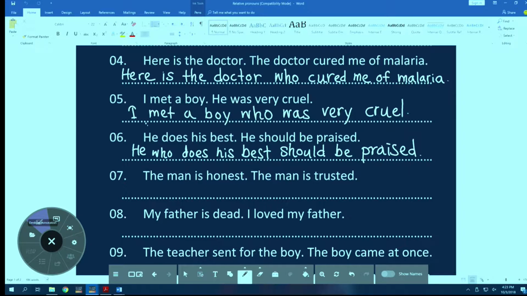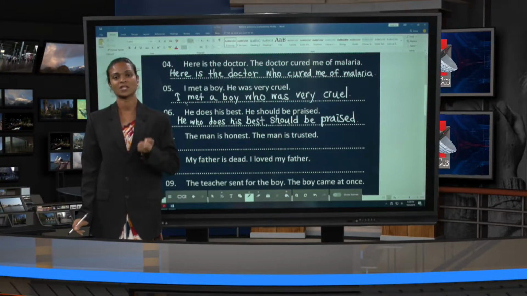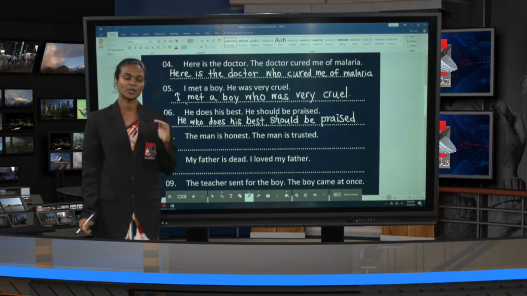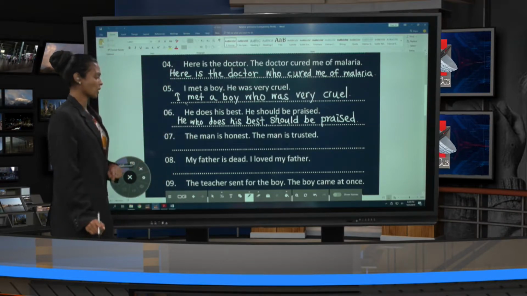Now read the sentence well. හොඳට කියවලා බලන්න. He who does his best should be praised. තමුගේ උපරිමයෙන් වැඩ කරන කෙනාව should be praised. ප්‍රශංසා කළ යුතුයි. He මොන heද? Who does his best? We describe the pronoun he. He කියන pronoun එක තමයි අපි මෙතන describe කරන්නේ. So then move to the 7th one.